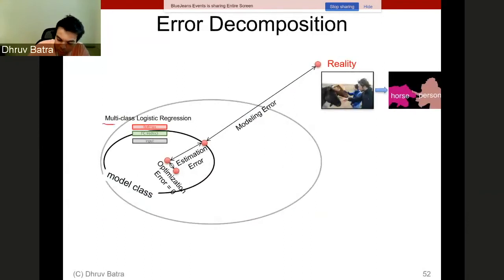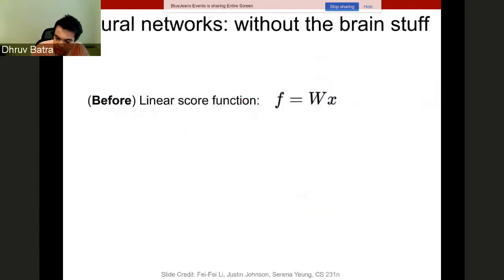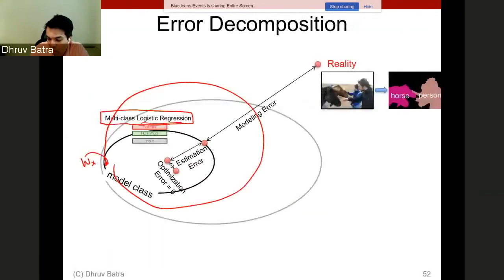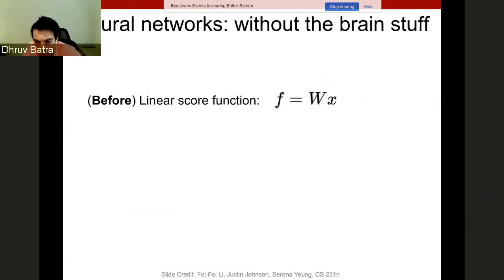So far, we told you about linear classification or multi-class logistic regression, in which it was W transpose X, and so every point here was a particular W. We will now expand this class, and we'll try to build larger model classes. So before I get into that, let me see if there are any questions.